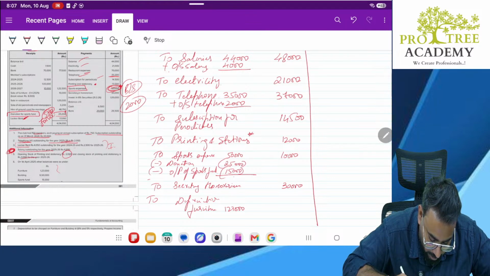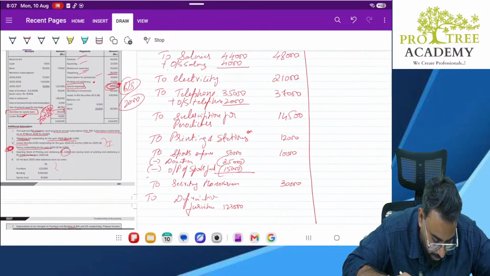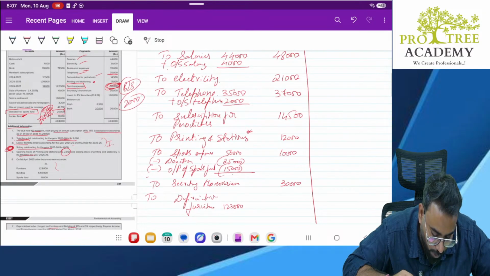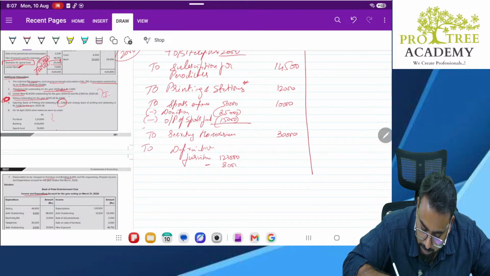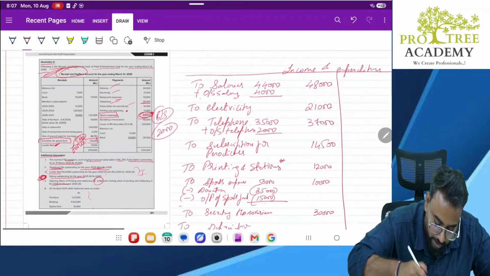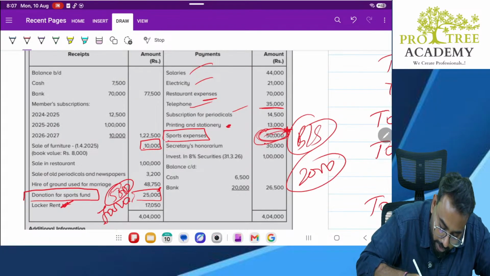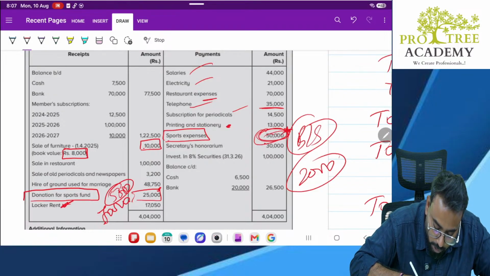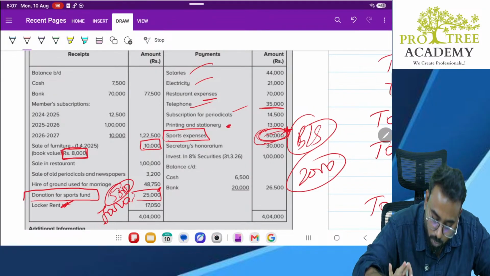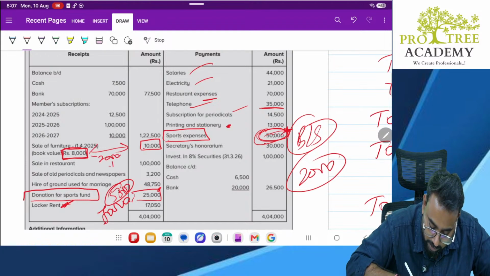Sir, no additions. How much is the depreciation? Check once whether any additions have been done in the furniture. Any sale of furniture? Sale of furniture is there. How much? Sir, sale of furniture is 10,000. Correct, sir. But what is the book value of that furniture? 8,000. So the remaining is our profit. 2,000 rupees is profit.